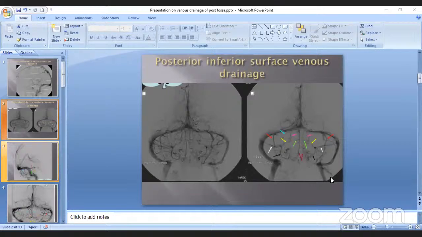Dr. Priyanka, can you mute yourself and please stop sharing? Now you can see my screen. Yes, Dr. Ali, we can see your screen.